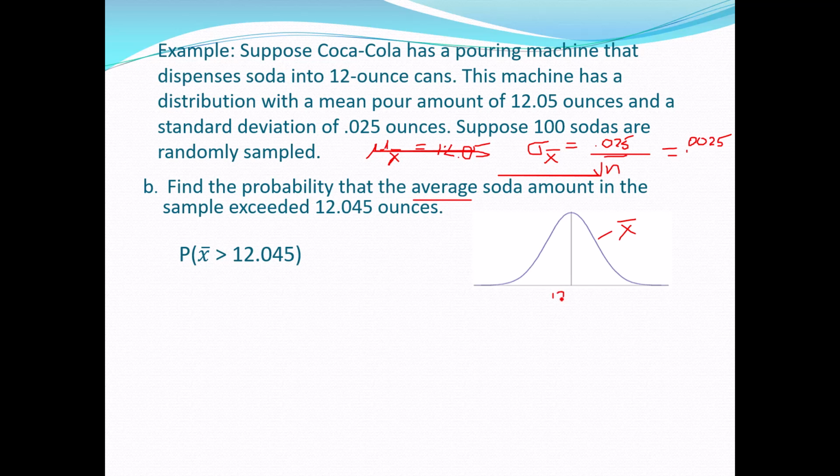I'm going to take the 12.045 and see where it falls relative to the mean. Well, 12.045 falls below the mean. So I'm going to draw it over here. And what do we want? We want the probability above. We want the probability the average soda amount exceeds. So we want an upper tail probability, which, as we know from working with normals in the past, our tables work with cumulative probabilities. The way we're going to be able to solve this is by taking 1 minus the lower probability. So you have a couple options here.